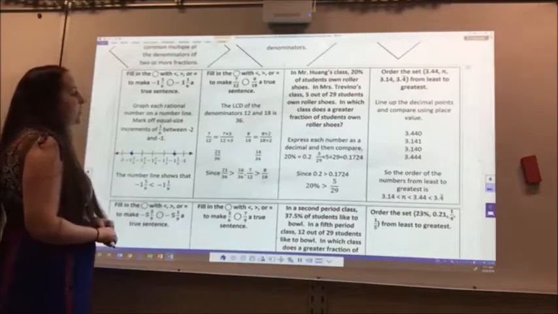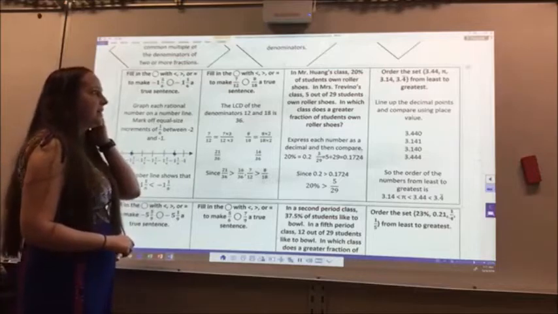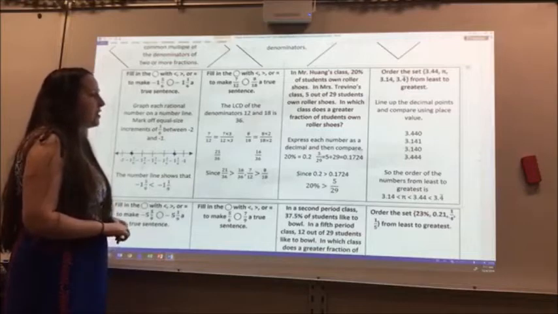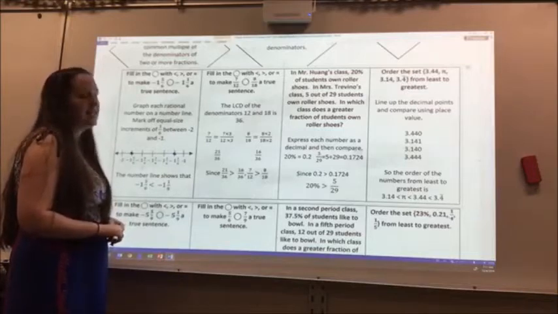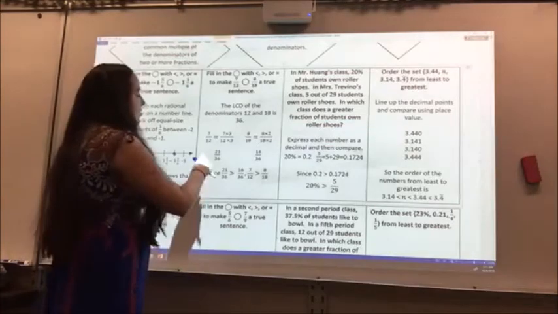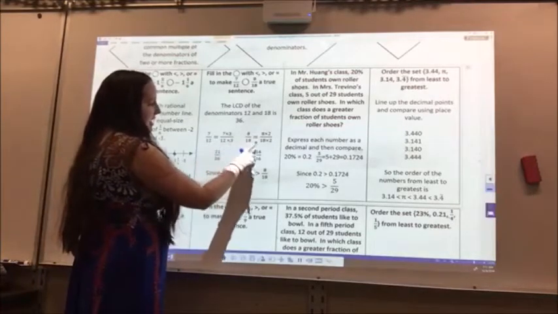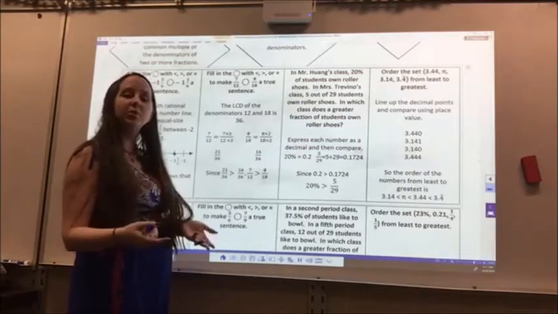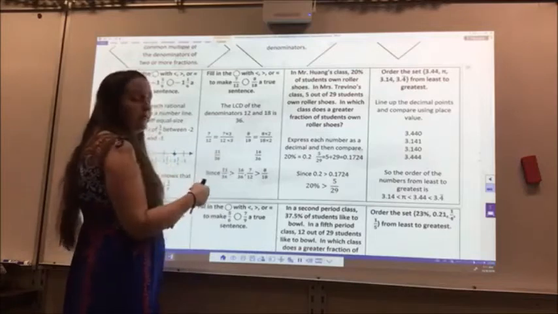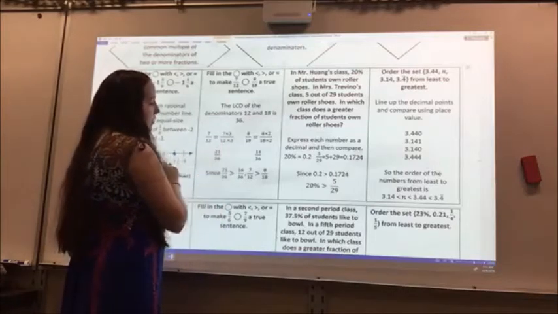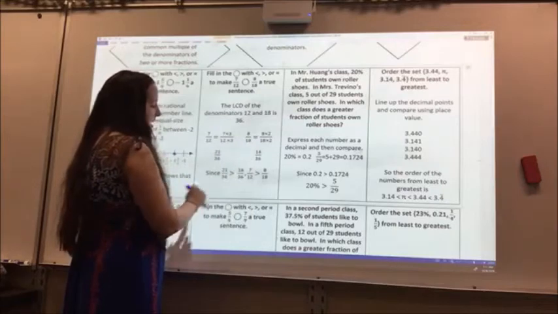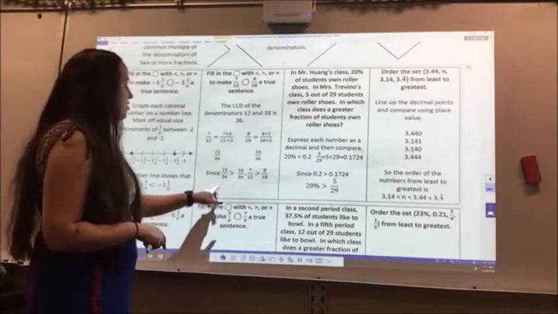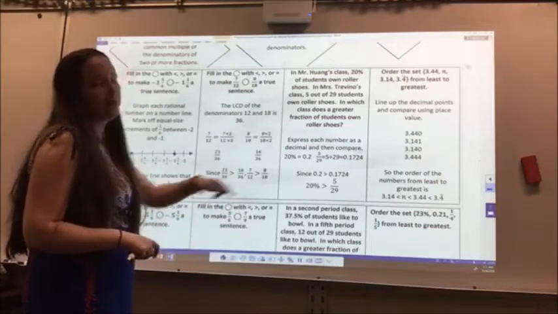For the second one, fill in the circle with less than, greater than, or equal to make 7/12 and 8/18 a true sentence. The LCD of the denominators 12 and 18 is 36. 12 times 3 gives me 36, and 18 times 2 gives me 36. Whatever I do to the denominator, I must do to the numerator to make sure they're equivalent fractions. So 7 times 3 gives me 21, and 8 times 2 gives me 16. Now they have the same denominator, and 21 is bigger than 16. That means 7/12 is greater than 8/18.